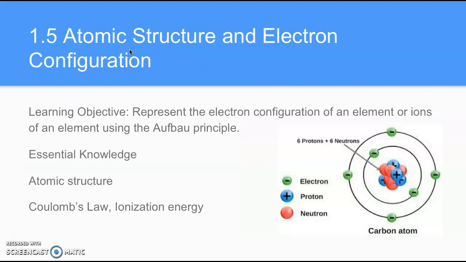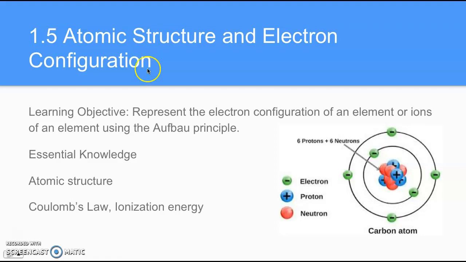So the first section for today is 1.5 on atomic structure and electron configuration. The learning objective is to represent the electron configuration of an element or ions of an element using the Aufbau principle. So some essential knowledge, and there's quite a few things that you need to know in this section.